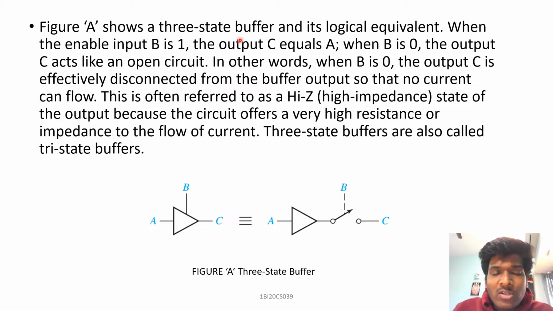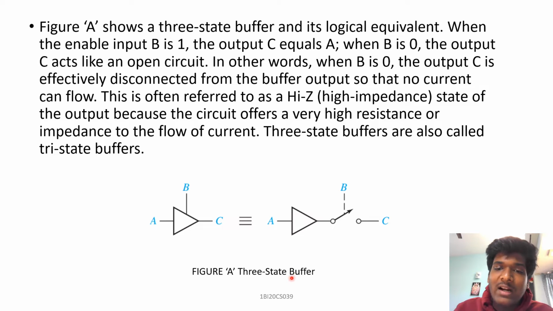Figure A shows a three-state buffer and its logical equivalent. When the enable input B is 1, then the output C will be equal to the input A. When B is 0, the output C acts like an open circuit. Here, from this equivalent circuit, we can see that B is acting like a switch. Therefore, when the switch is open, that means when B is 0, this will be an open circuit.